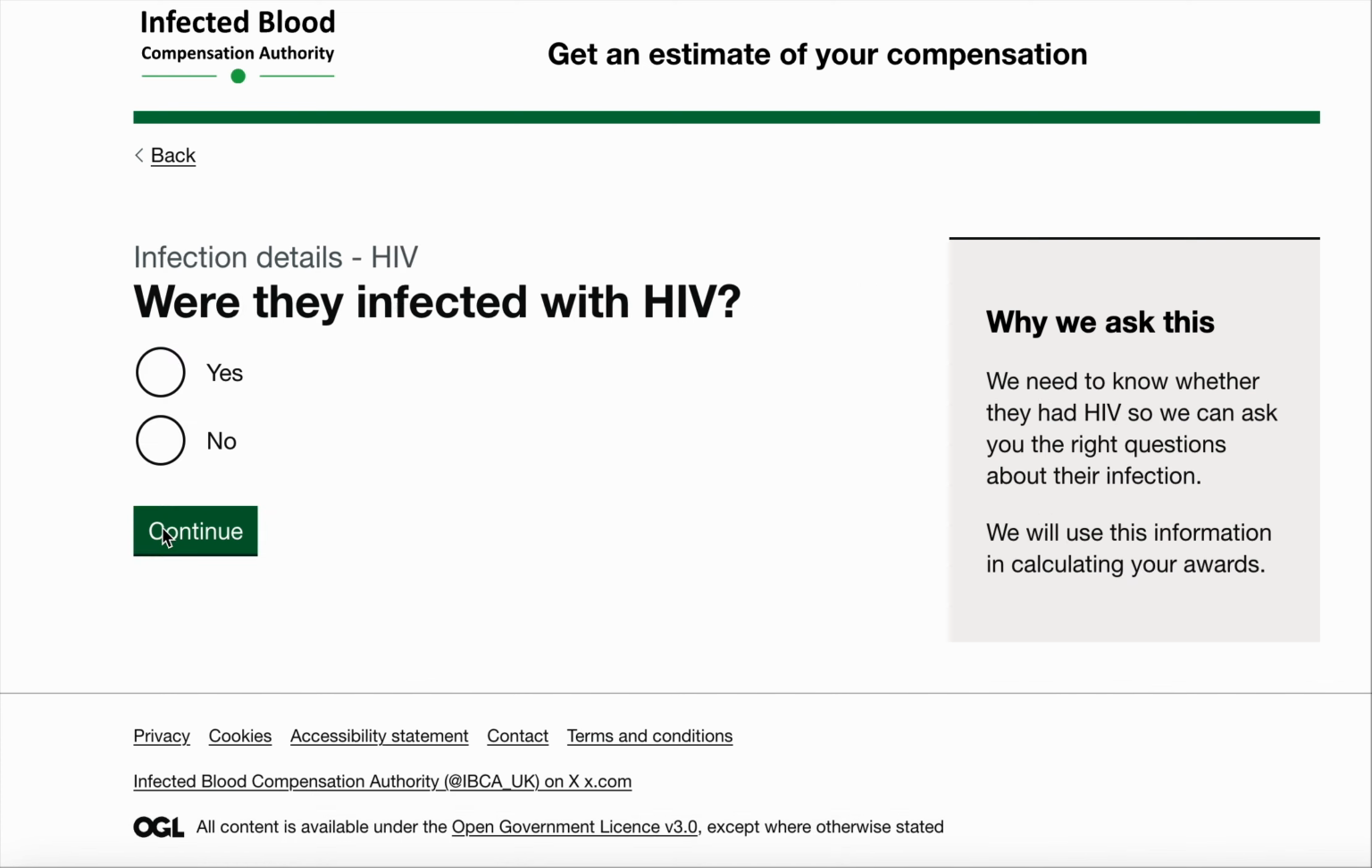Click Continue. Next, we will ask about the infection type, year of infection, and year of diagnosis. We will use this information to calculate your awards. Please select Yes or No to confirm the deceased's infection types. For this example, we are selecting Yes to confirm the deceased was infected with HIV.